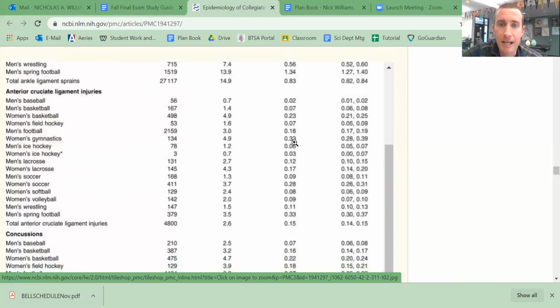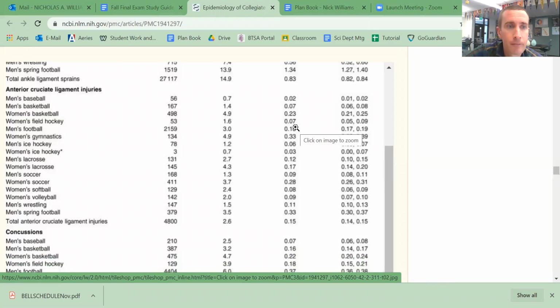For knee injuries, I bet I'm going to see a similar pattern. Basketball, not as high. Women's gymnastics is pretty high, which makes sense. They are doing lots of spins and then really hard landings. As we found in our physics of sports videos, when you land, the force on your legs could be 3 or 4 or even 5 times your body weight. That could be a lot of force, which could do some damage to your knees. Men's spring football, also really high.